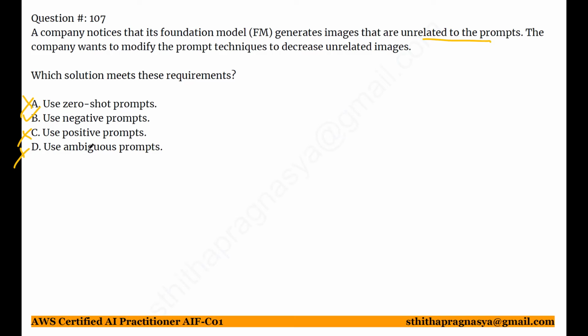How about ambiguous prompts? This provides vague or unclear instructions, which are likely to exacerbate the problem of generating unrelated images. This approach is counterproductive to the company's goal. So even this is not the right answer. So what is the right answer? Using negative prompts is the answer.